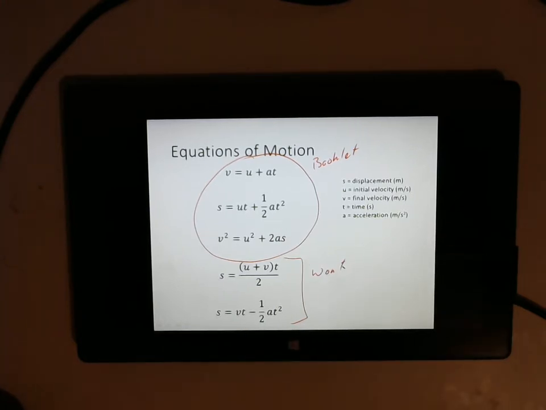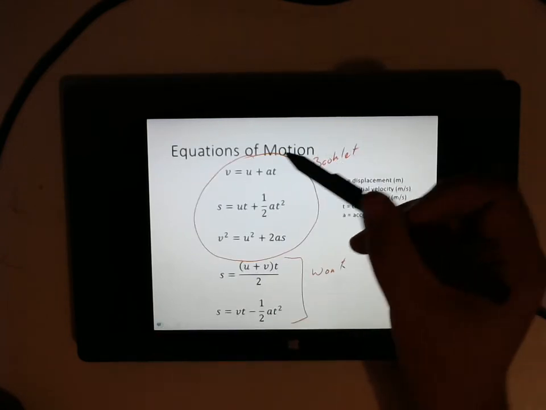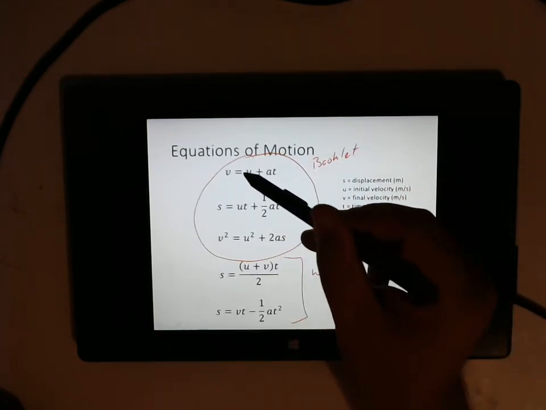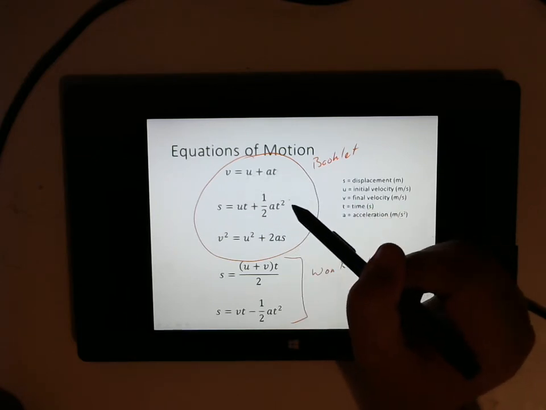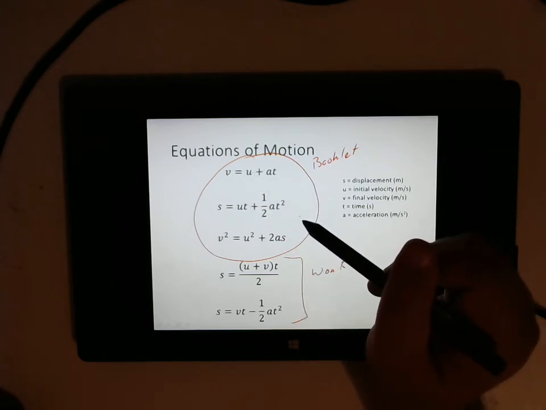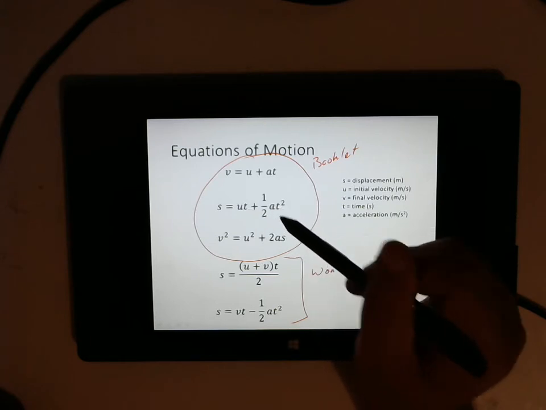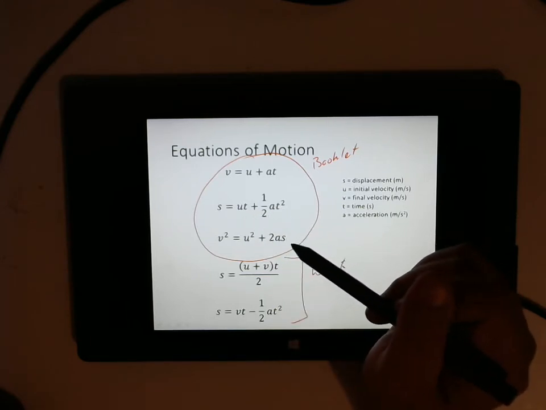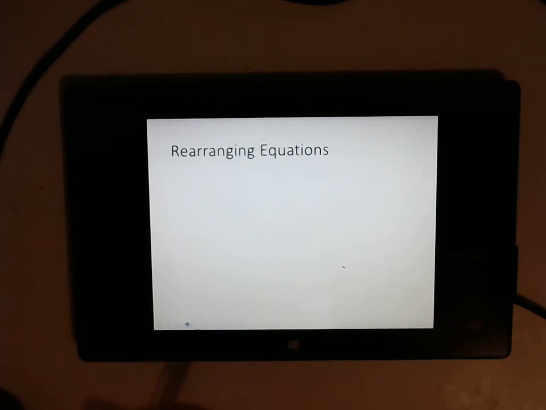So this is the one big thing that scares students the most, rearranging equations, because if you look at these equations, maybe you've got v, u and t and you need to solve for a. Well, you're going to need to rearrange this equation. Or maybe you've got v, u and a and you need to solve for t. You're going to need to rearrange this equation. Maybe you've got s, u and t and you need to solve for a. You're going to have to rearrange this equation. Okay, and so this is more common than not that you will need to rearrange.